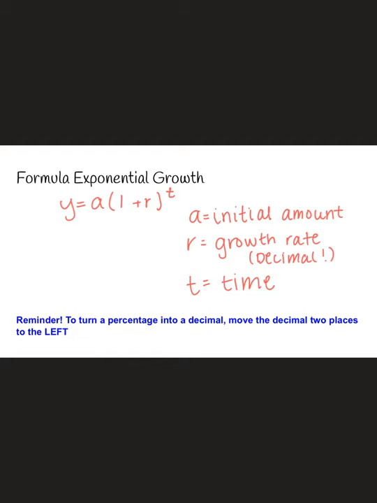As a reminder, to turn a percentage into a decimal, you're going to move the decimal places 2 spaces to the left. For example, if we have 9%, that is going to equal 0.09. Because the decimal is right here, we move it 1, 2, right here, and we have to add that 0. That's just a little reminder in case you forgot how to do that. It's a lot easier when we go ahead and just do an example. So that's what we're going to do.